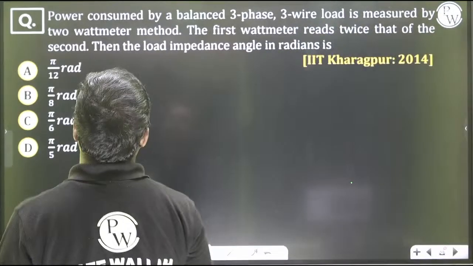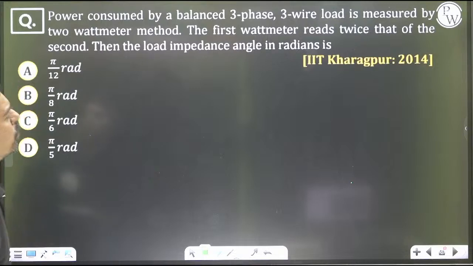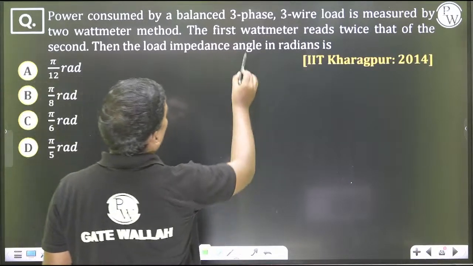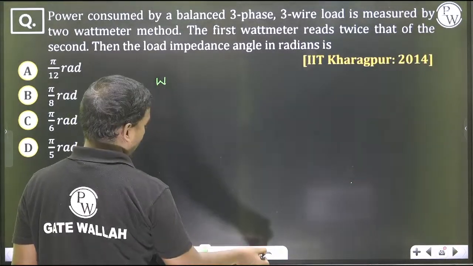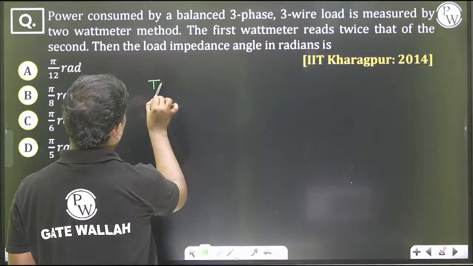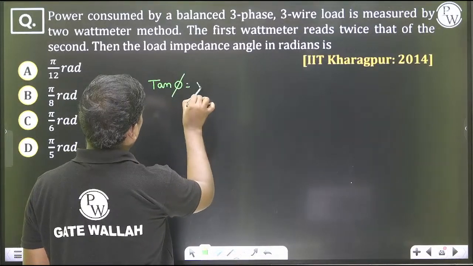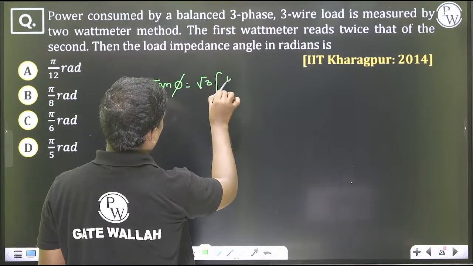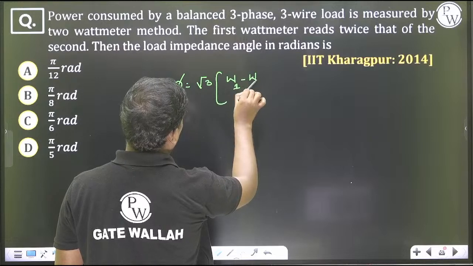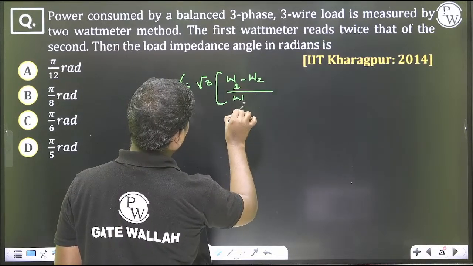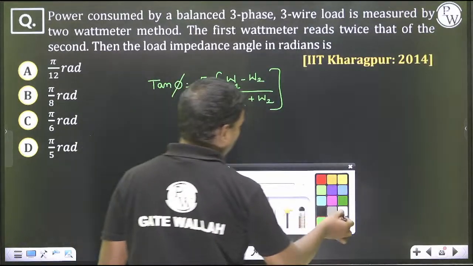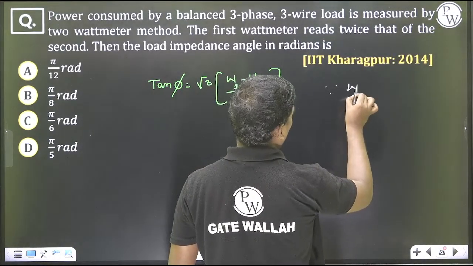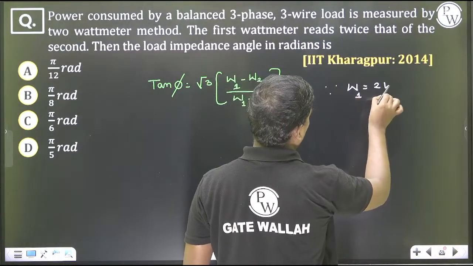Power consumed by a balanced three-phase three-wire load is measured by the two wattmeter method. One wattmeter reads twice that of the other. So you take tan phi equal to √3 into (W1 minus W2) divided by (W1 plus W2). So he has mentioned that one wattmeter reads twice that of the other one.